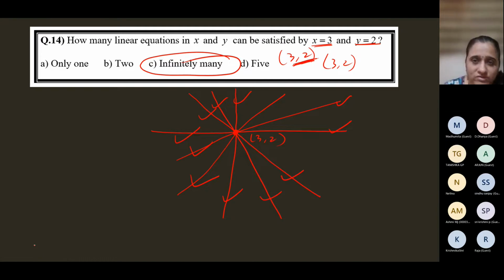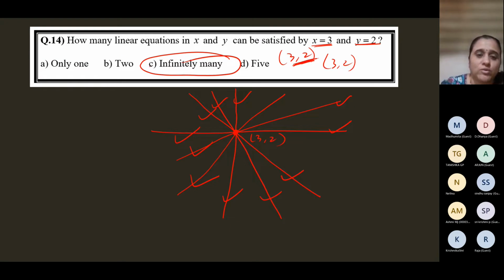So ma'am, the question here is, we are given one point, (3, 2). And the question is, how many linear equations will this point (3, 2) satisfy? That's the question. How many equations will this point (3, 2) satisfy?